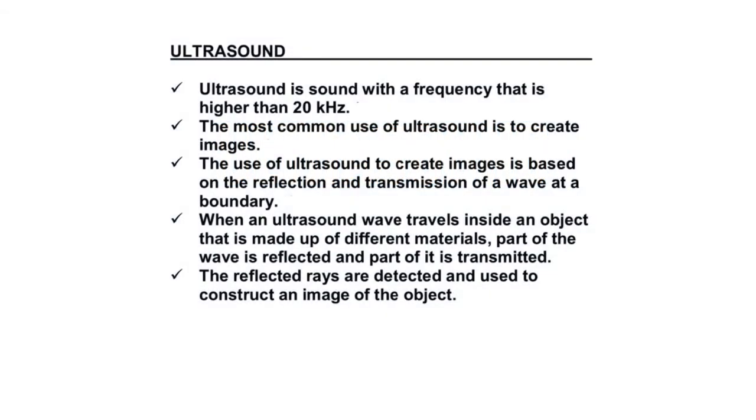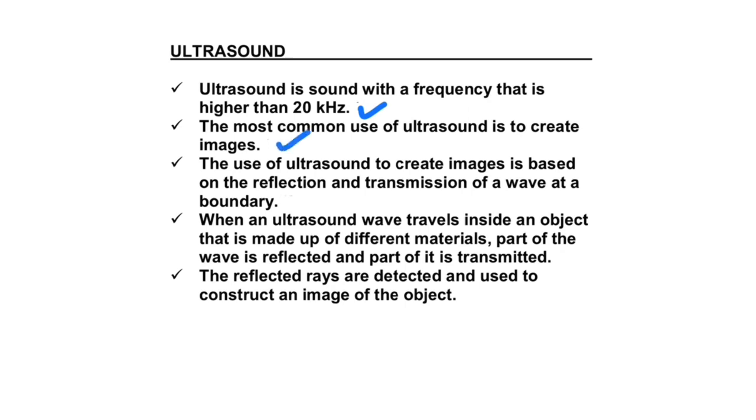Ultrasound is sound with a frequency that is higher than 20,000 hertz or 20 kilohertz. This is sound we cannot hear with the human ear because the top of our range is 20,000 hertz. When sound is of a frequency beyond 20,000 hertz, then we cannot process that sound as humans. Right, and then the most common use of ultrasound is to create images.